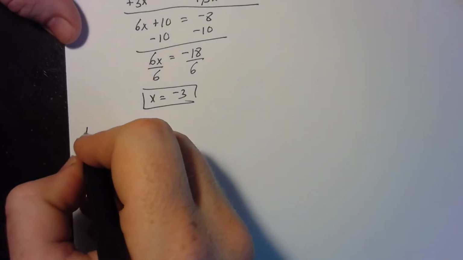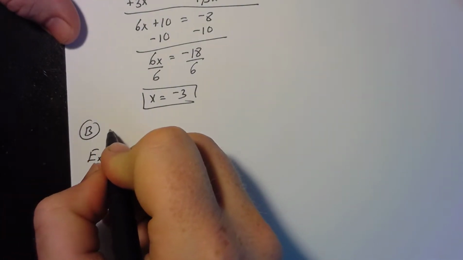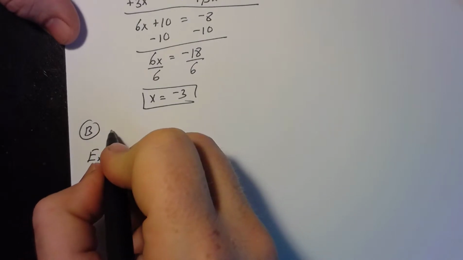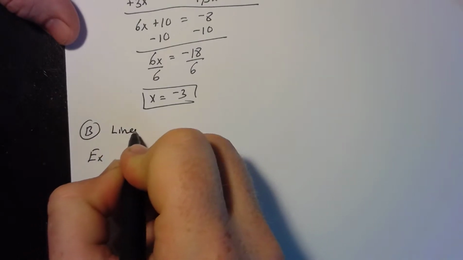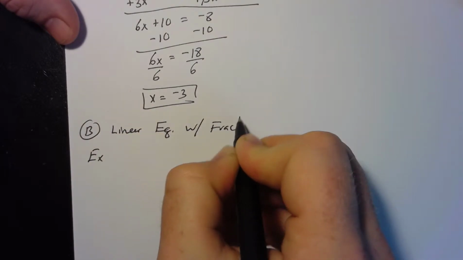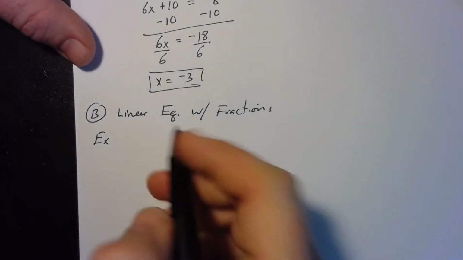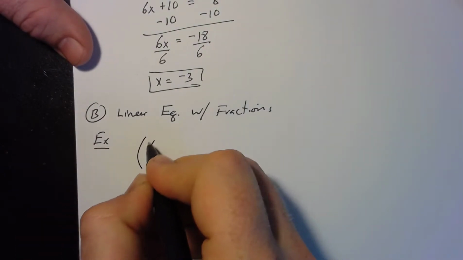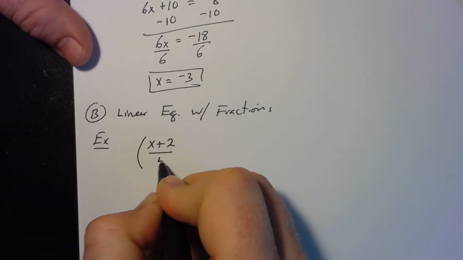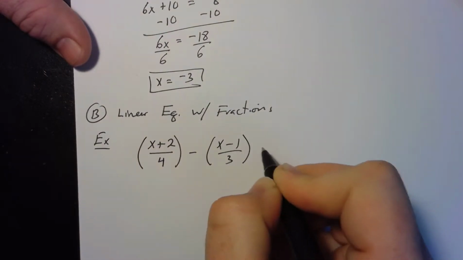The next example we'll be looking at is, again, rational equations, but it's not exactly a rational equation. It's more of a linear equation with fractions. The reason why this is a linear equation with fractions and not actually a rational equation is because the equation will look like this: (x plus 2) divided by 4 minus (x minus 1) over 3 equals 2.